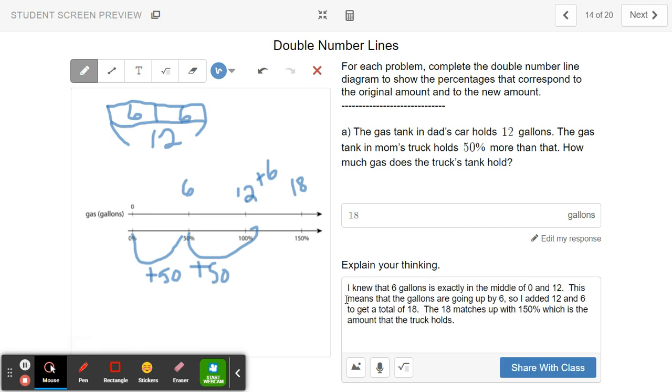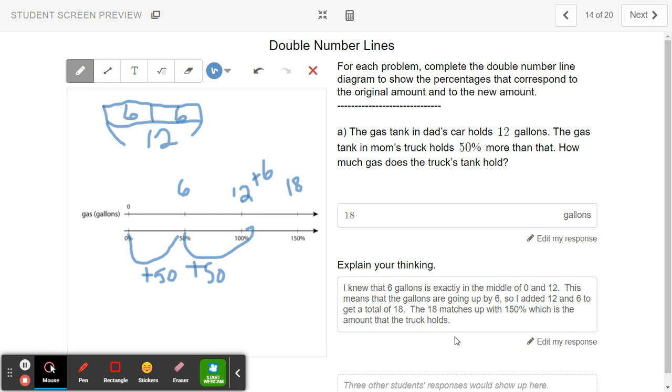All right. So again, the way you describe this can be totally different from what I just did. But here's what I wrote. I knew that 6 gallons is exactly in the middle of 0 and 12. This means that the gallons are going up by 6. So I added 12 plus 6 to get a total of 18. The 18 matches up with 150%, which is the amount that the truck holds. That's the way I would describe it. You can describe it any way that you want, as long as you're being detailed and you fully explain how you got your answer. So let's try another one.